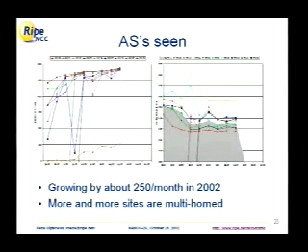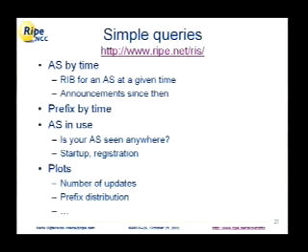Altogether they see about 1,450 ASs, and that's growing by about 250 ASs a month in this year alone. We also notice, as shown on the right, that more and more sites are multi-homed. So we have all this information, and let's go to the queries then. They're available from the RIS web page at the URL shown above.